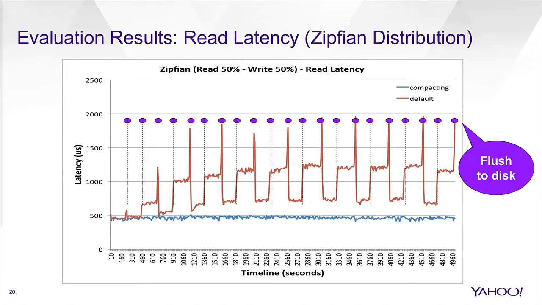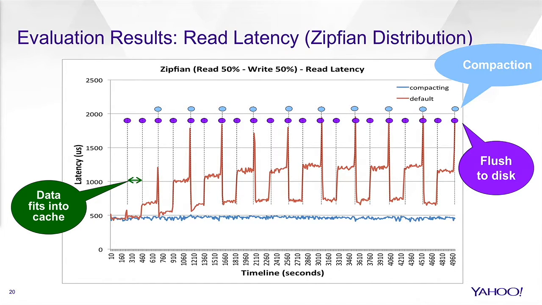Those things are flushes to disk, all the jumps in the default MemStore. The higher jumps are compaction on disk. Actually, at the beginning, data fits into cache. This is also a flush to disk, and if it still fits into cache, then you have approximately the same performance. But after all, you can see that we still continue to serve from RAM while this thing goes to disk and back to cache and all the stuff.